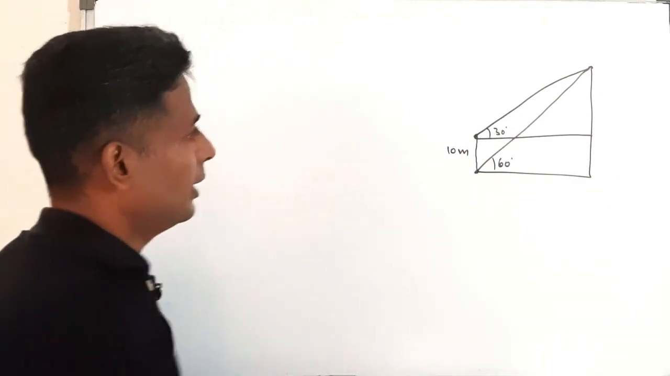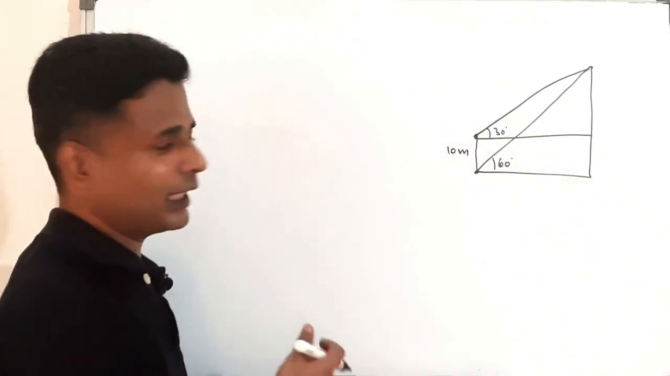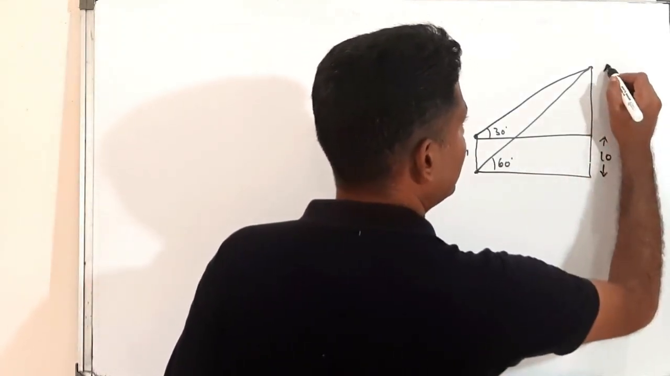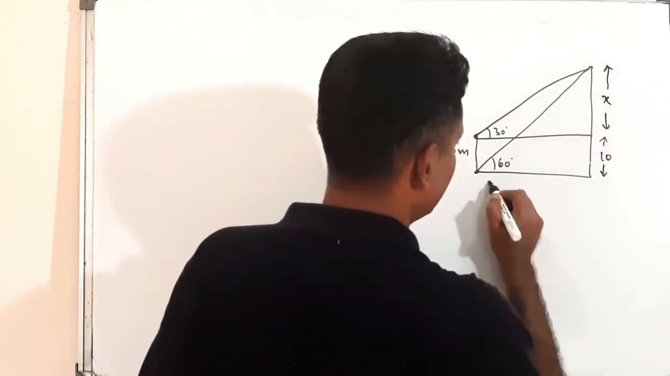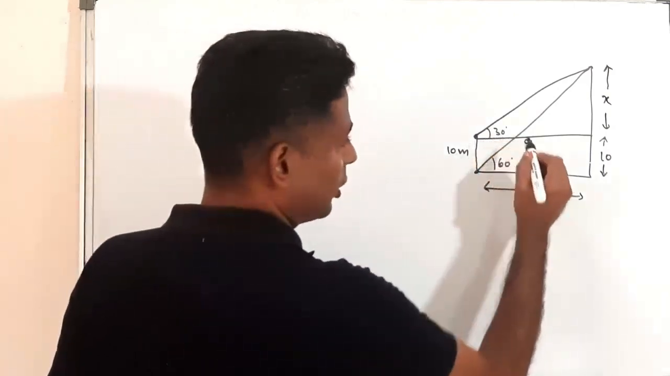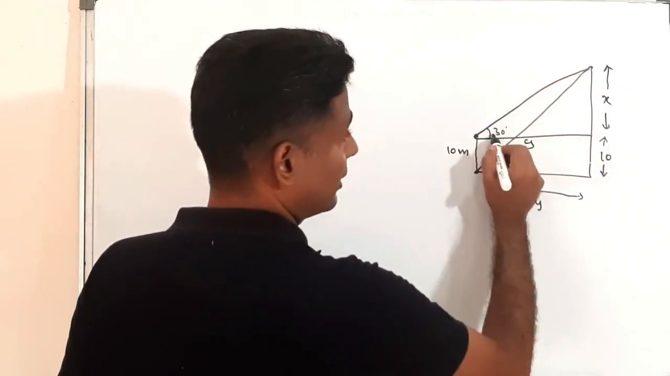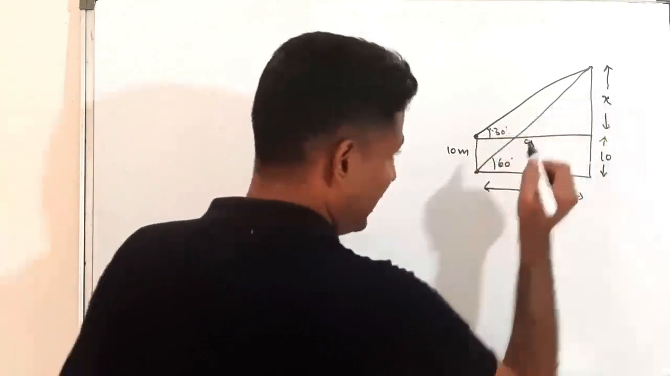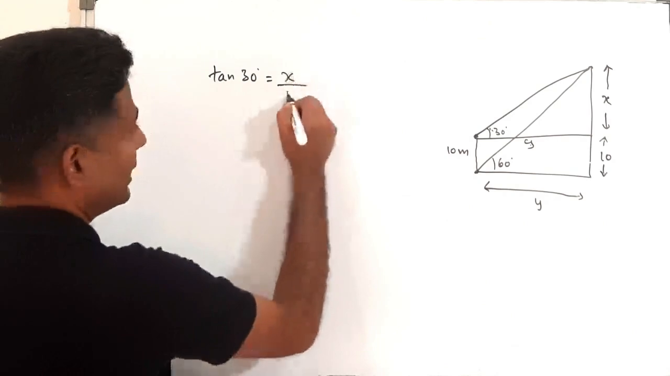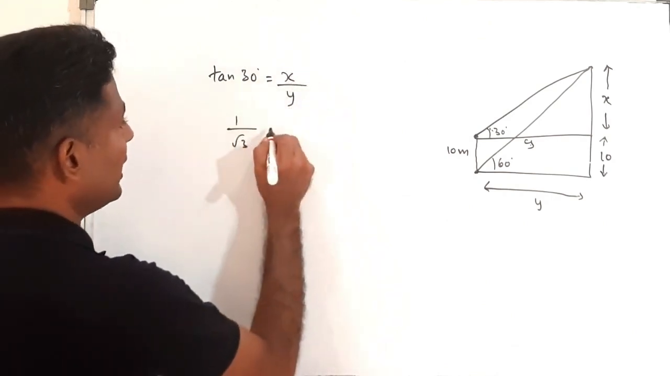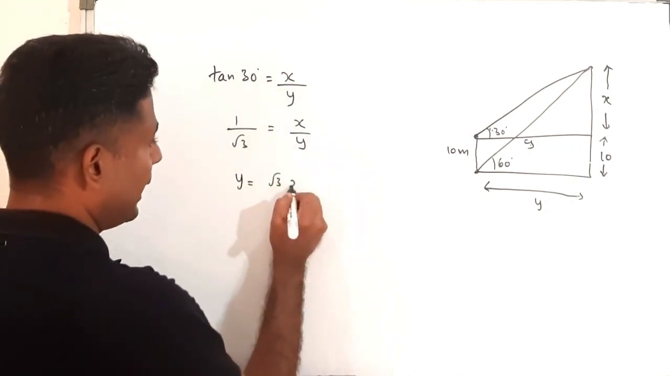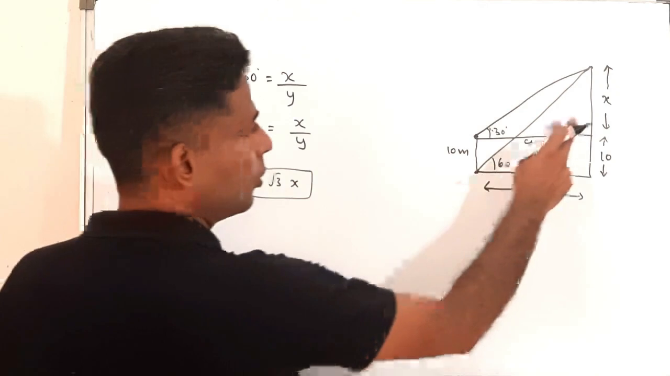So very easy guys, we got the figure, we can do it. Now this much will be 10 meters, right? And let this be x, and let this be y. Now, so this is also y. First I'll take the second triangle, this 30 degree. So 30 degree opposite and adjacent. So tan 30 equal to opposite, that is x, by adjacent, that is y. So 1 by root 3 equal to x by y. So y equal to root 3x. We got y equal to root 3x.